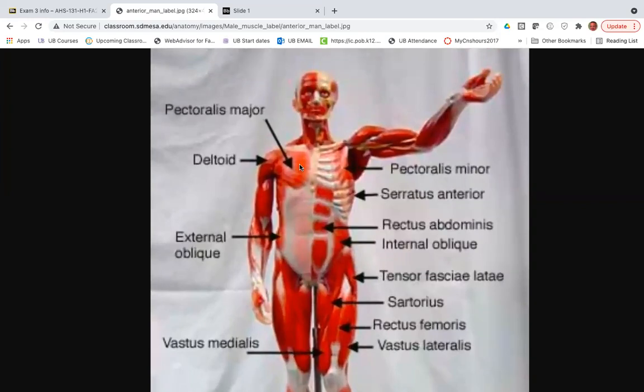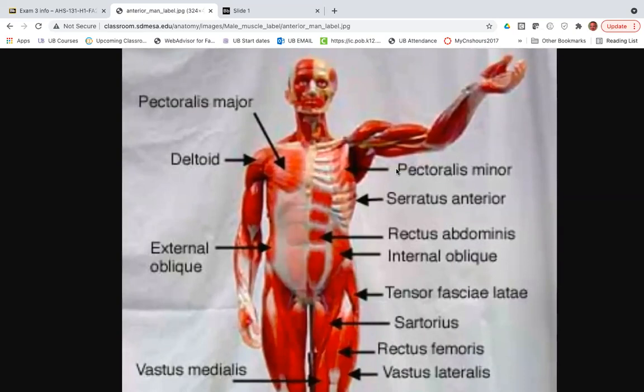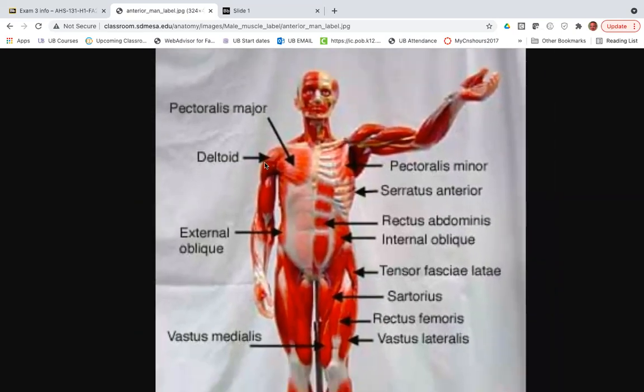So in the front of the chest, that's your Pec Major region. If we were to dissect Pec Major and pull it away, that's where we can see Pec Minor. Pec Minor goes from ribs 3, 4, 5 up to the coracoid process. Around the shoulder, giving the shoulder its nice rounded thick contours, the deltoid.